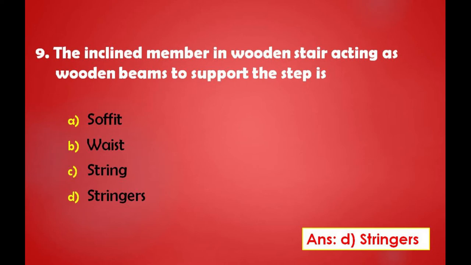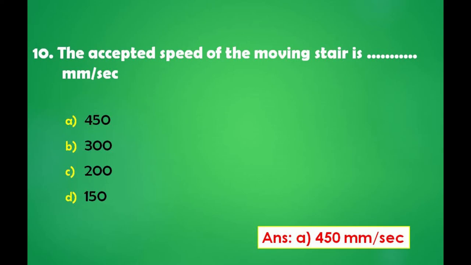The accepted speed of moving stair is dash mm per second. A. 450, B. 300, C. 200, D. 150. The answer is, the accepted speed of the moving stair is 450 mm per second.